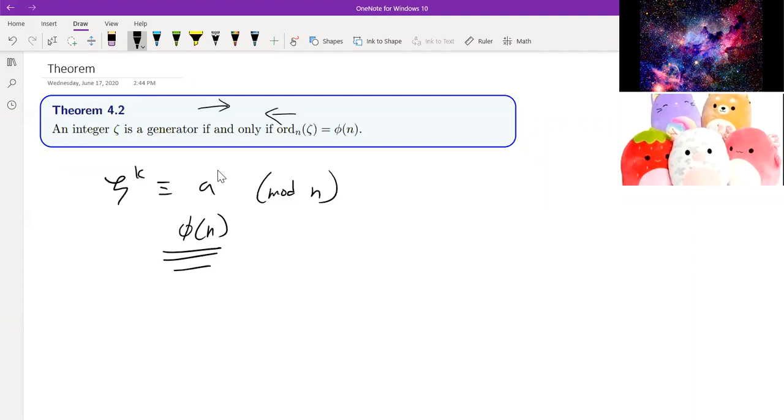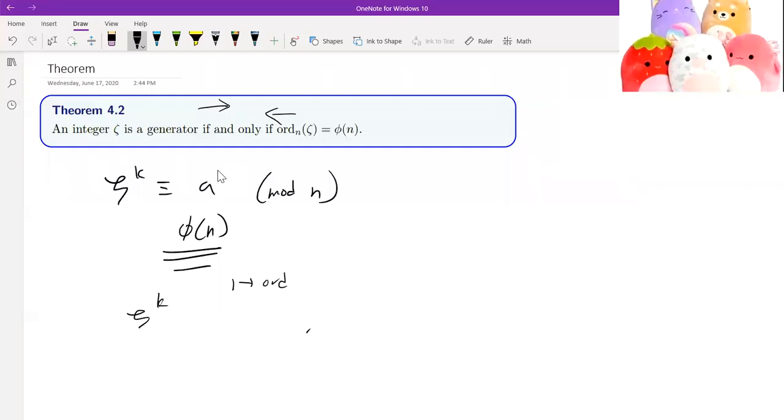And for the backwards direction, we're given that the order of zeta is equal to phi of n. We can show that zeta is a generator, because when you take zeta to the k and run it from 1 all the way to the order, you should be able to generate every single distinct value that is coprime. Because if you were to loop back to a previous number, it would no longer be a distinct coprime value. So that's how you'd prove it. And I do have a more rigorous proof written in the handouts. So if you are interested in more, look at the handouts.